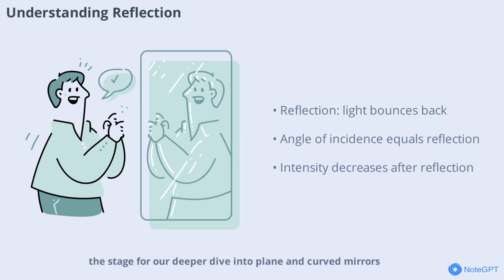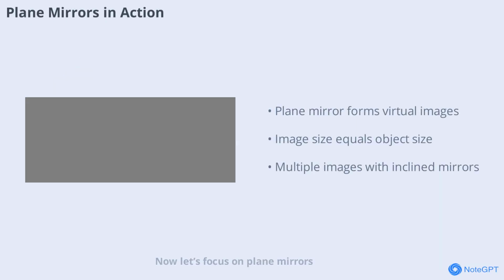Now let's focus on plane mirrors, which are flat reflective surfaces we encounter daily. The image formed by a plane mirror is always virtual, upright, and laterally inverted, meaning left and right are swapped. The image appears to be the same size as the object and is located as far behind the mirror as the object is in front.